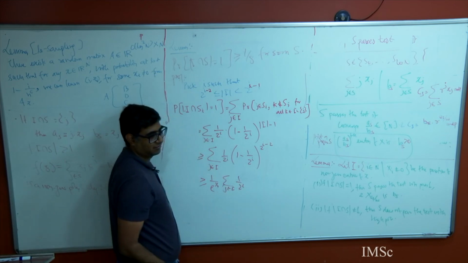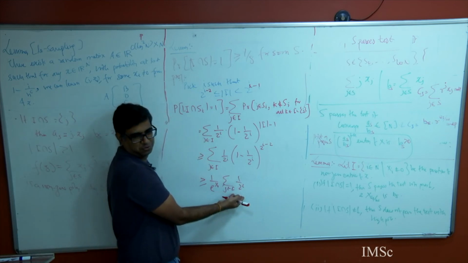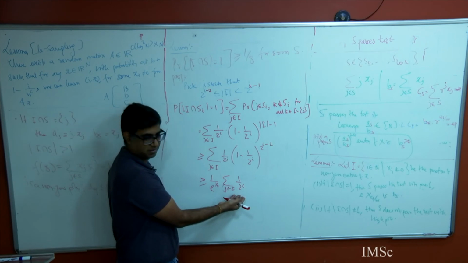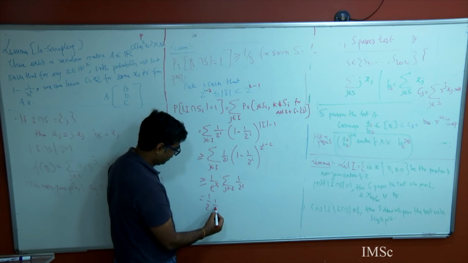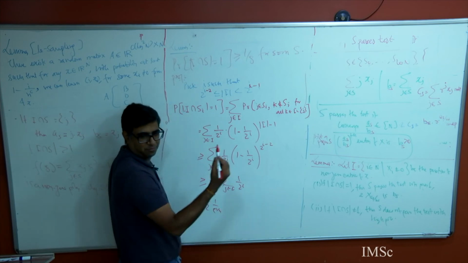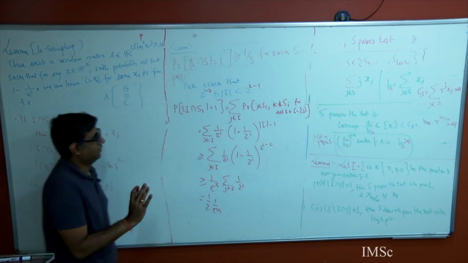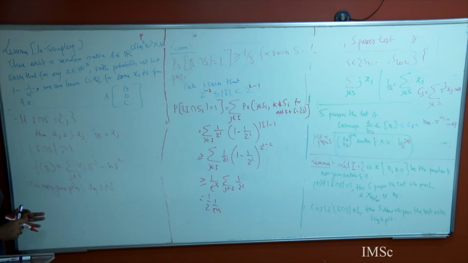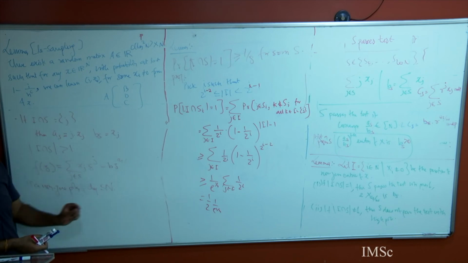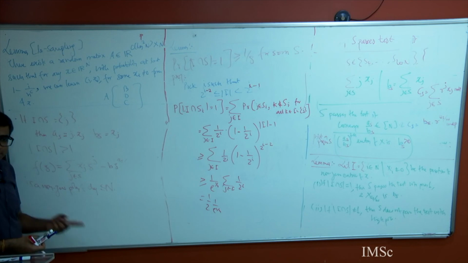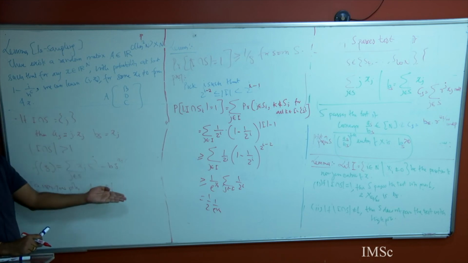And this is how much? At most half, right? So it is 1 by 2, 1 over e to the power 1/4, which is some constant. Okay. But this is a constant probability of success, right? How can you improve this? This is where you use the fact that you want to improve this.